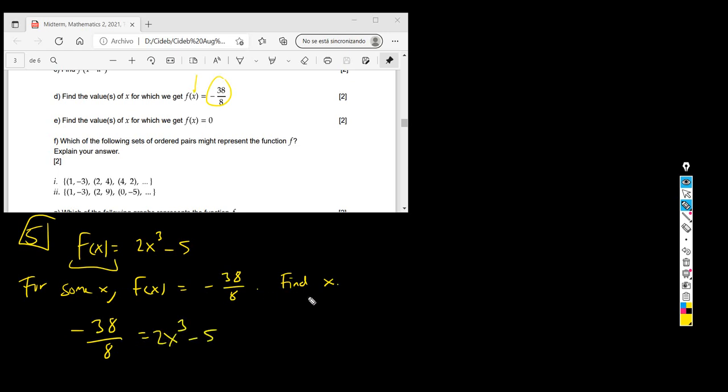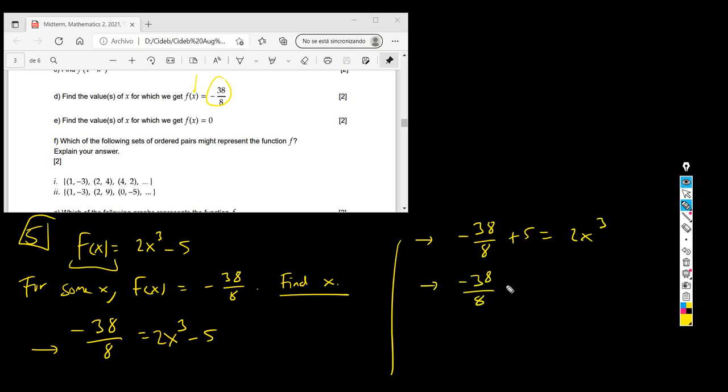And then obviously find x, because I'm asking you to find x. It's not enough to do this. So just continue. Minus 38 over 8 plus 5 equals 2x to the cube. This is minus 38 over 8 plus 40 over 8 equals 2x to the cube. This is 2/8 equals 2x to the cube.